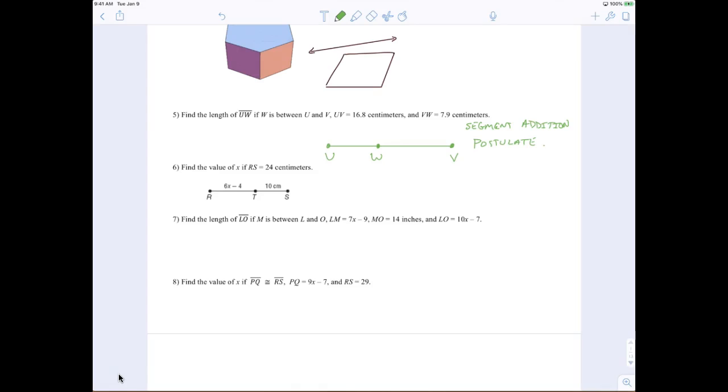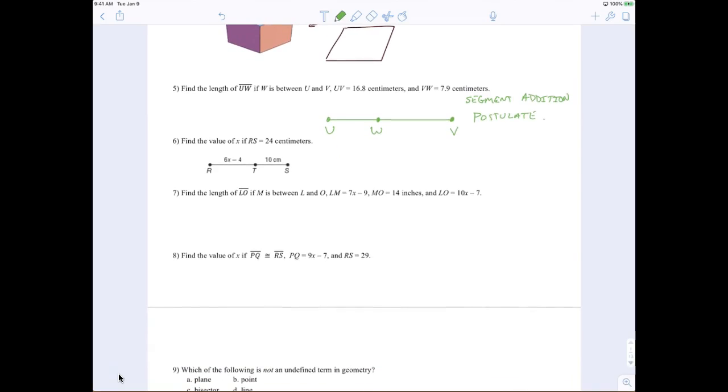And what is the segment addition postulate? In this example, we would say that UW plus WV must equal what? UV. Everybody see that? That's the segment addition postulate. Again, you can't prove it. You have to accept it as true, which to me is kind of common sense.